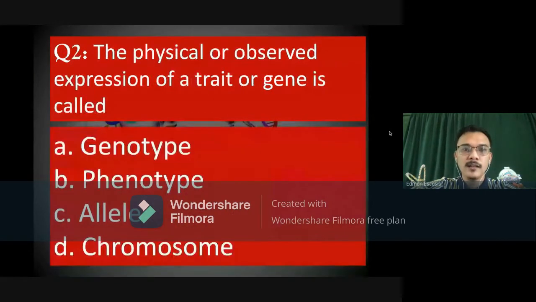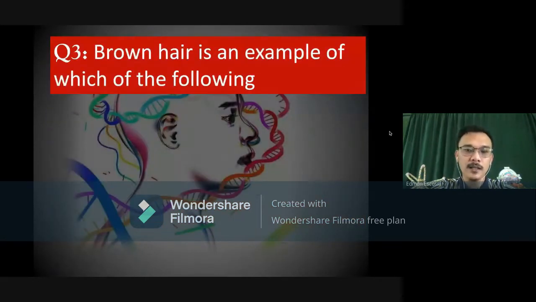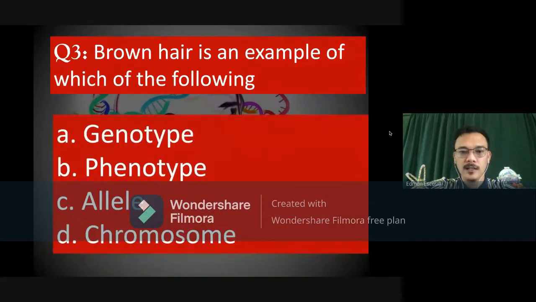Question number 2, the physical or observed expression of a trait or gene is called, correct answer is phenotype. So phenotype this time refers to the trait that is observed or the physical expression of a trait, that is phenotype. Next, brown hair is an example of which of the following? The correct answer is letter B, since as defined in the previous slide, the observed trait or the physical trait, meaning you can see or you can observe. And brown hair, you can see people with brown hair, therefore it is a trait that is observed, so it is phenotype.